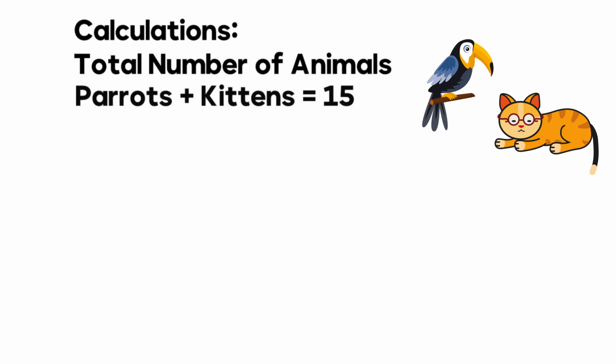Based on this information, we can create a formula. Number of parrots in the store plus number of kittens in the store equals 15.